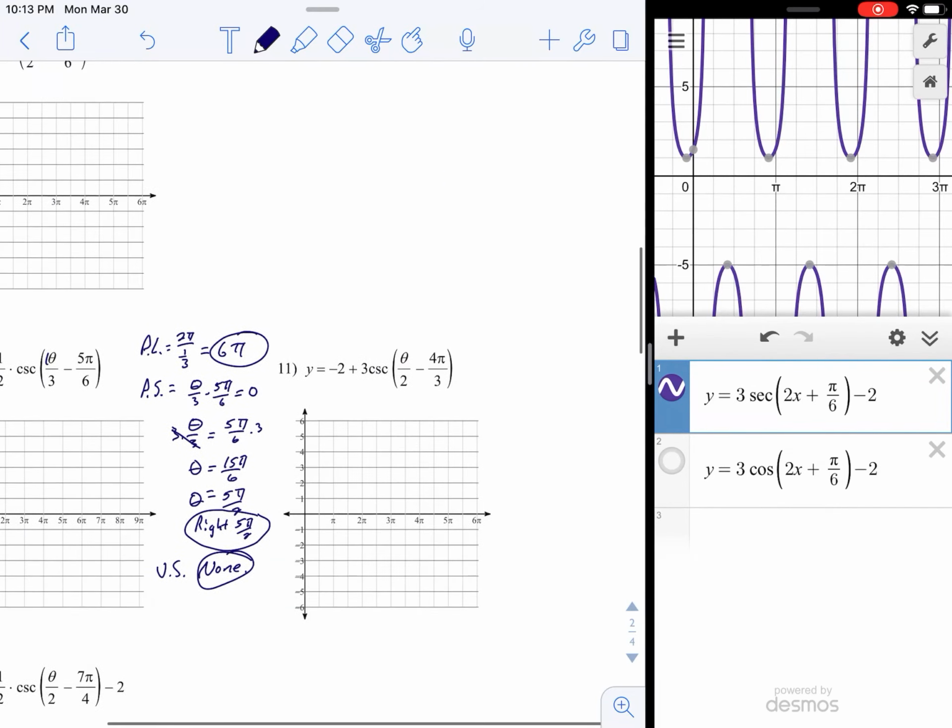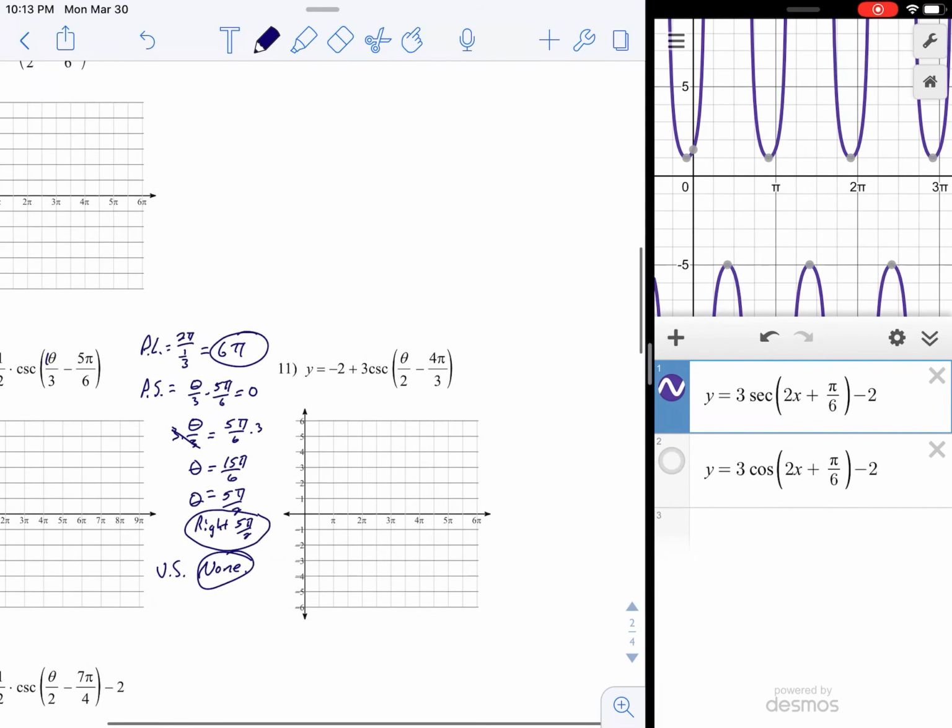So number 10, 6 pi, right 5 pi over 2, and then none. And now we need to try to get this graph. So let me clear these off. Y equals 1/2 function cosecant x over 3 minus 5 pi over 6.